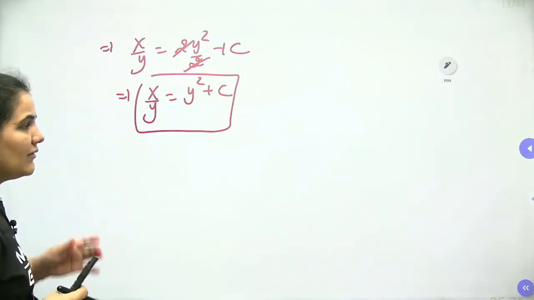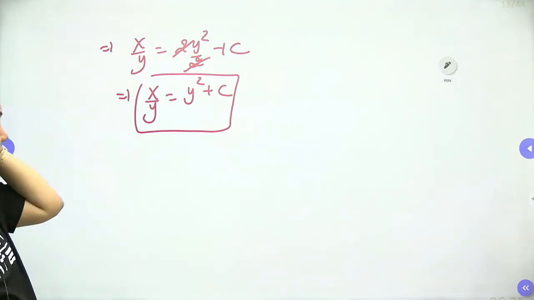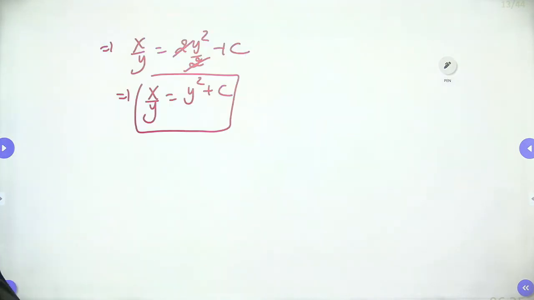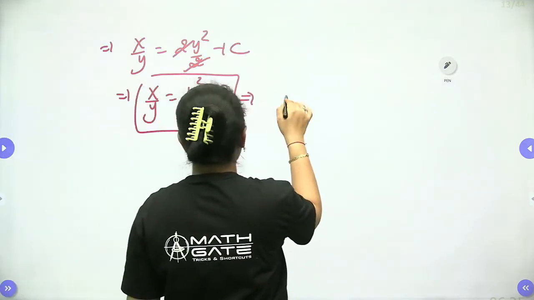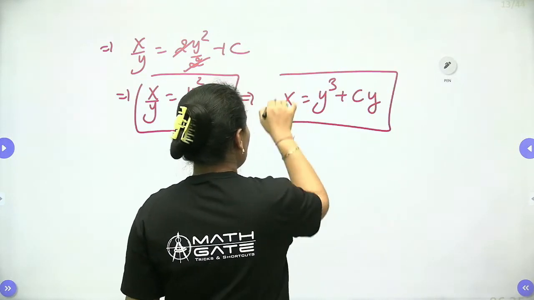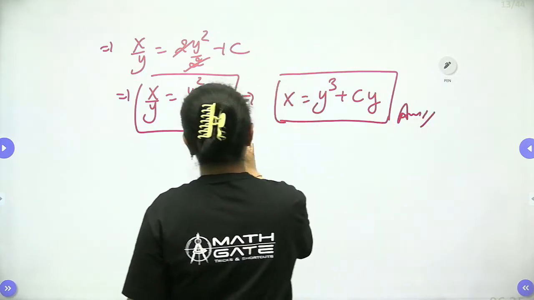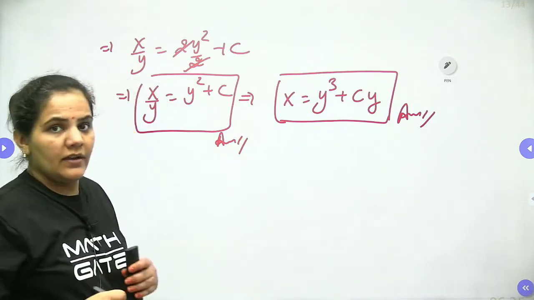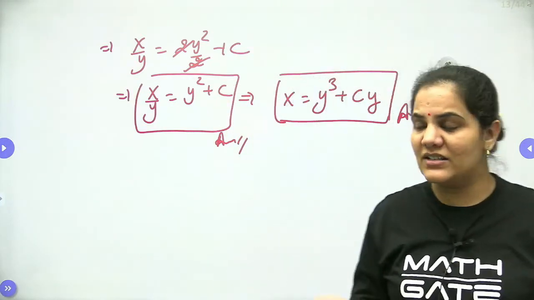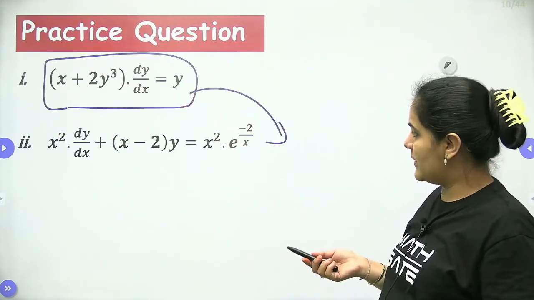Now I am leaving it here only. Why? Because we don't have options, so we can change it according to the options, dear students. If you want, you can write it as x equals y cube plus cy. So x by y is equal to y square plus c is your answer, or you can say x is equal to y cube plus cy will be your answer. Okay guys, done. So it's a simple thing to approach.